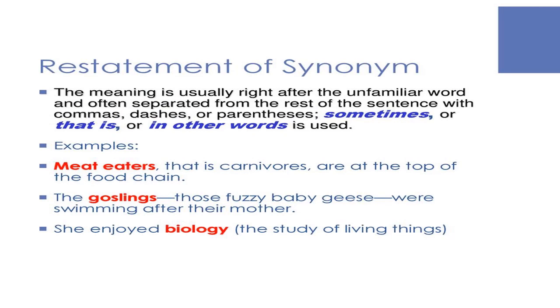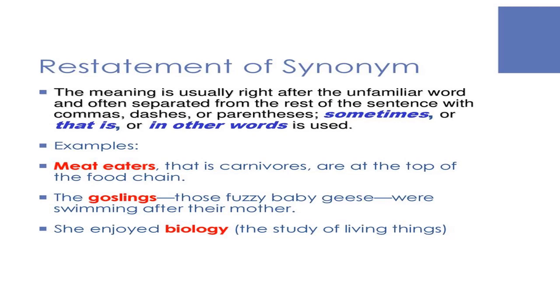The second type of context clues is the synonyms. A synonym is a meaning of the unfamiliar word. You will find it before it or after it, separated from the rest of the sentence with commas, dashes, or parentheses. Let's have an example. Meat eaters, and then between two commas, that is carnivores, are at the top of the food chain. So if you don't know what meat eaters is, you can use what's between two commas, the carnivores.